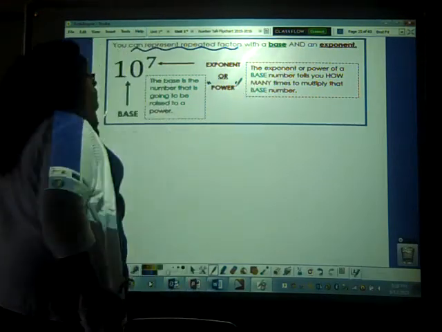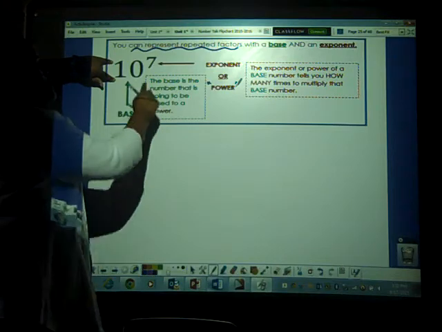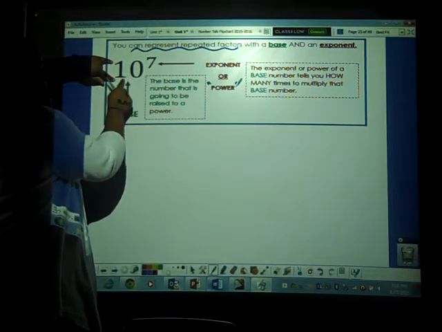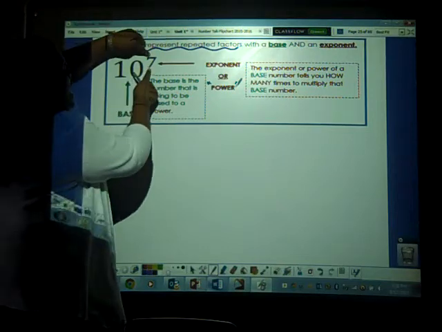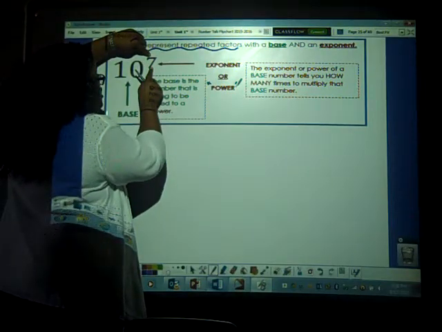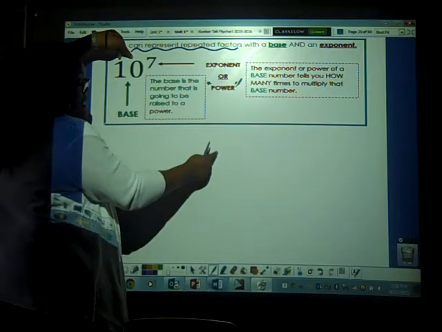or it's also known as our power, okay? Now the base is the number that is going to be raised to that power. So your base is always going to be the number that's repeated. The exponent or the power tells you how many times to multiply this base by itself.